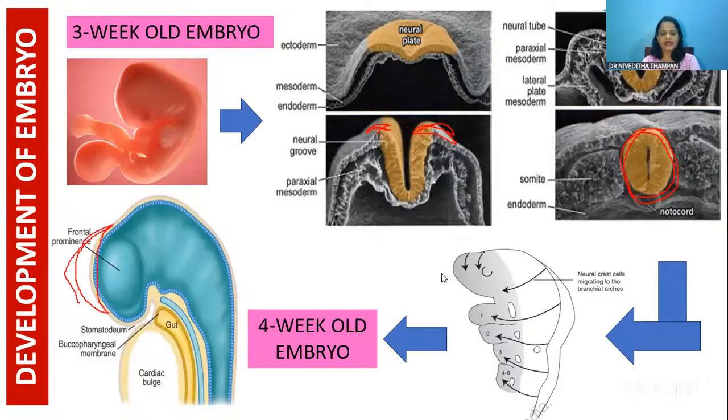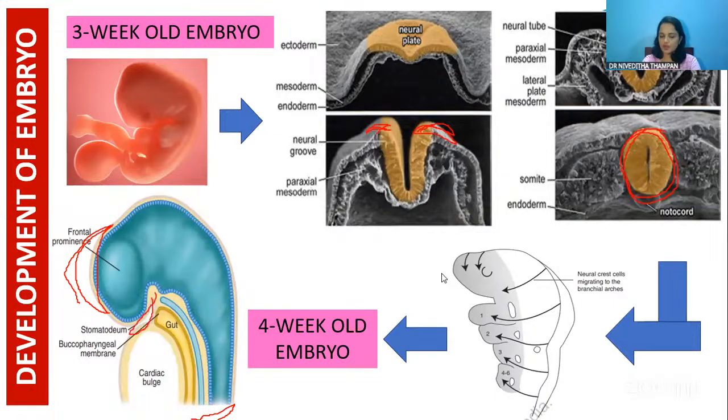This is the cephalic end, and at the bottom you will have the caudal end also. At the cephalic end you will have the future brain that is developing, and the cardiac bulge also. Cardiac bulge means the future heart is getting developed. In between this future brain and future heart, you will have a small opening like this, called the stomatodeum.